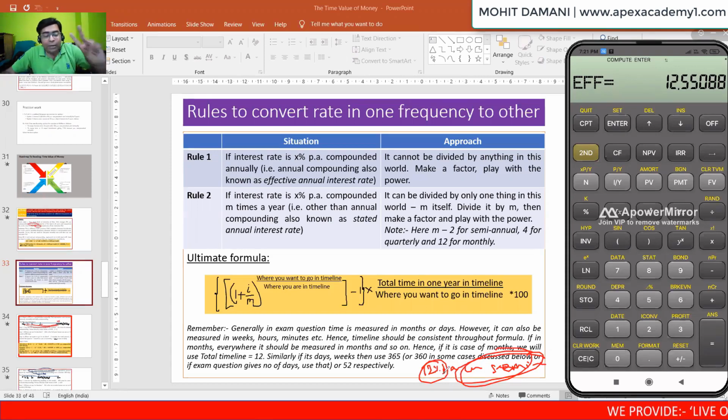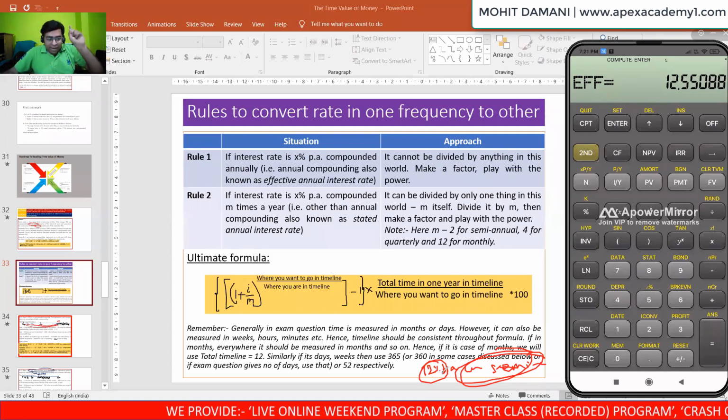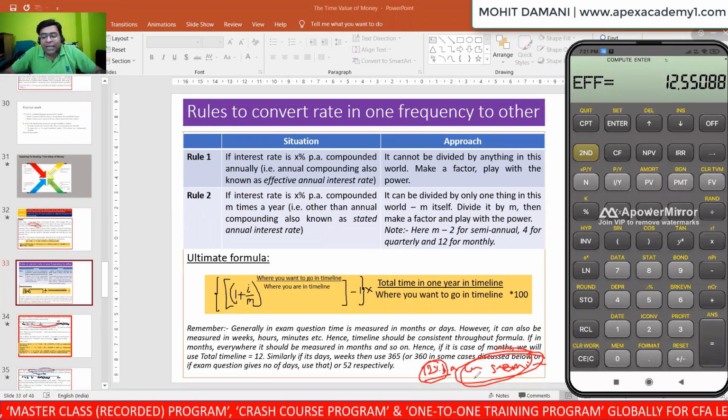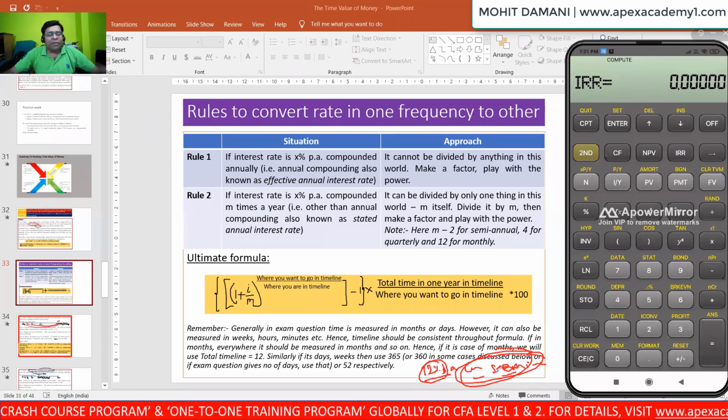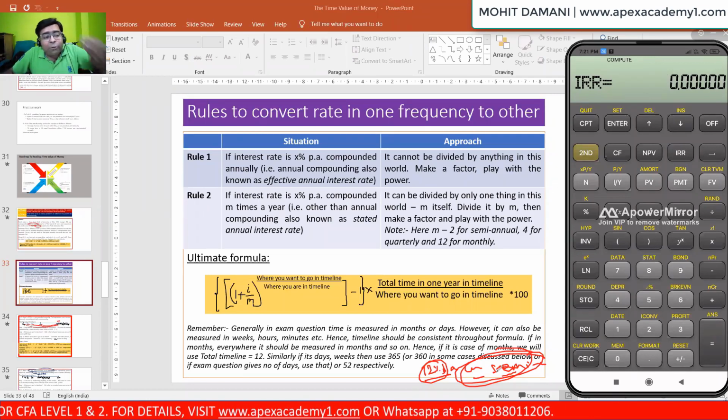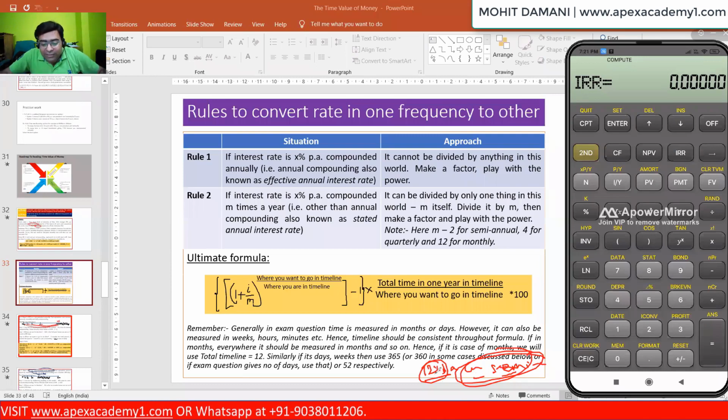Second rule, and the most important rule, guys, take it from here onwards and follow it throughout the CFA exam, except for one exception that I will mention. 12% per annum compounded semi-annually. Sir, I don't see 12%, because this is actually not 12%. This is 6%. Think.